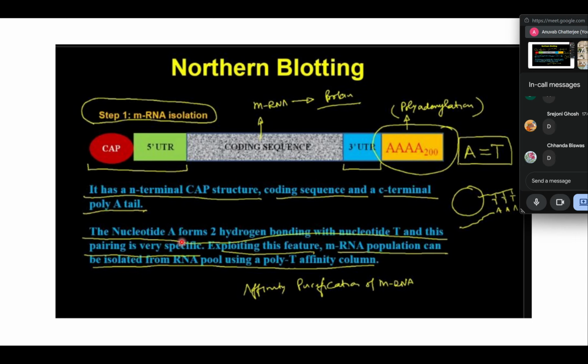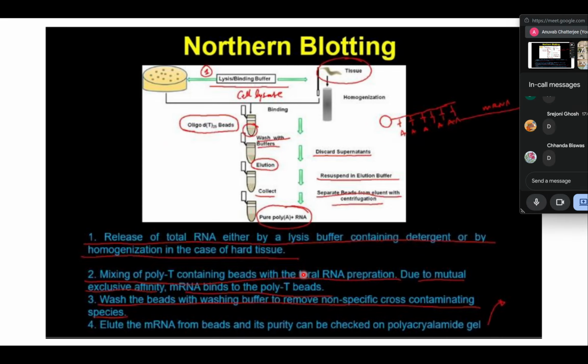So the nucleotide A forms two hydrogen bonds with T, and this pairing is very specific and only occurs in mRNA because they only have the huge poly A tail. Exploiting this feature, the mRNA population can be isolated from an RNA pool using a poly T affinity column, and this is known as affinity purification of mRNA.